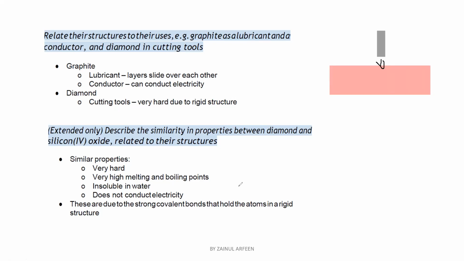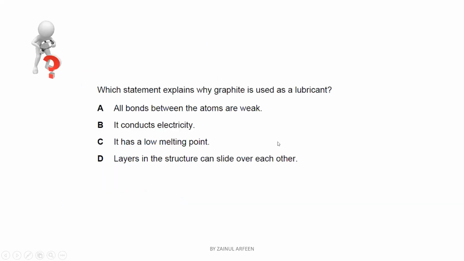All the macromolecules, diamond, graphite and silicon oxide, are insoluble in water, they do not dissolve in water. So if the question is, which statement explains why graphite is used as a lubricant? A, B, C or D? Use the screen annotation to state the answer. Yeah, that's right. D is the correct answer because the layers in the structure can slide over each other. That's why it can be used as a lubricant.